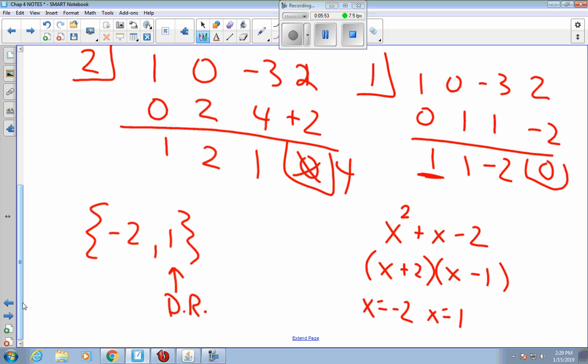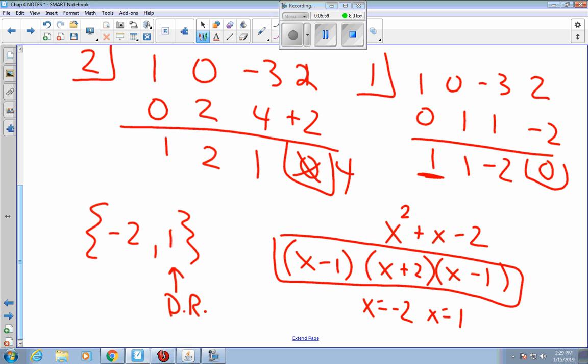Now, if it said to just factor it, you would have to leave it like this. I think some people on the quiz, it said to factor, and they went further. They solved for it. No good. Questions on that?